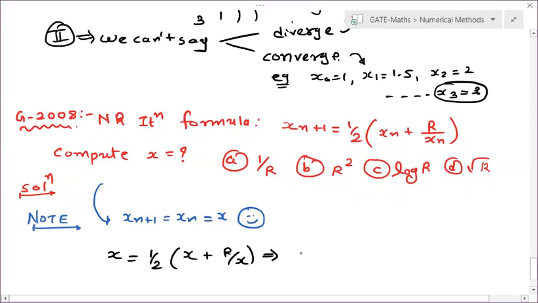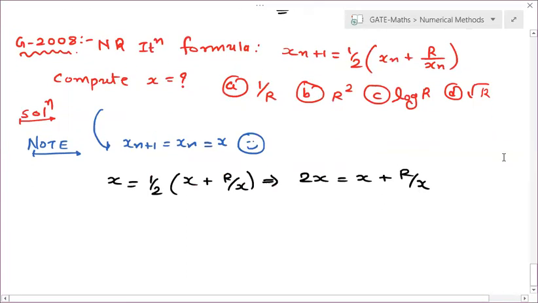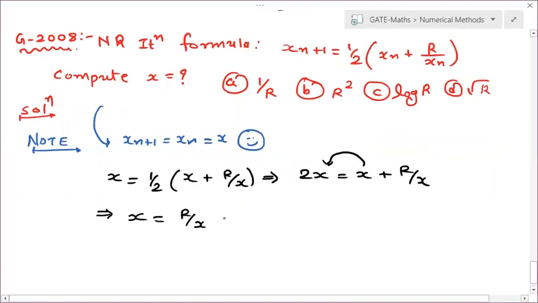So this will become 2x equal to x plus r by x. 2x minus x is x, or not? So in the next step, this 2x minus x will become x. This implies x is equal to r by x, which implies x square equal to r. So x is equal to plus or minus root r. But from plus or minus root r, they have given only one option, root r. Is it clear?